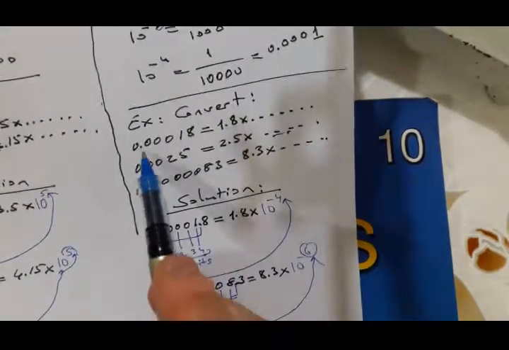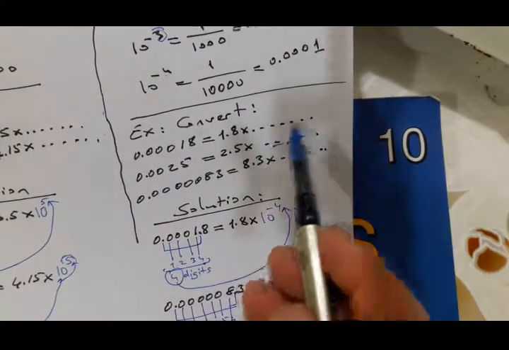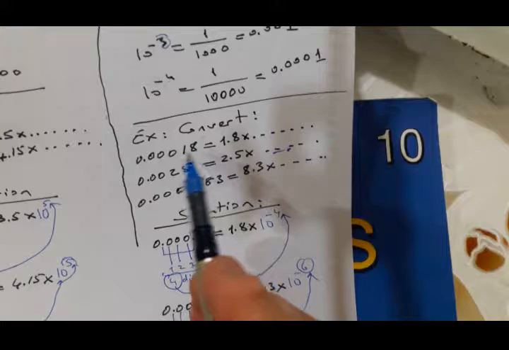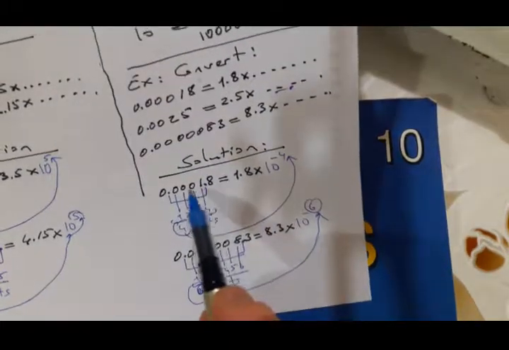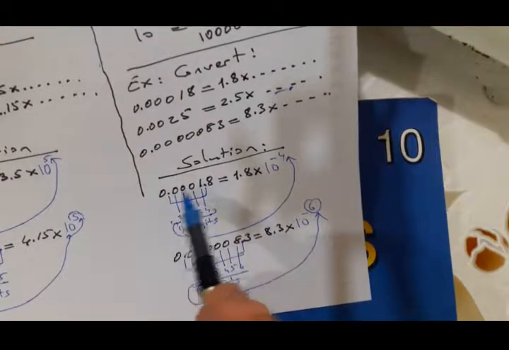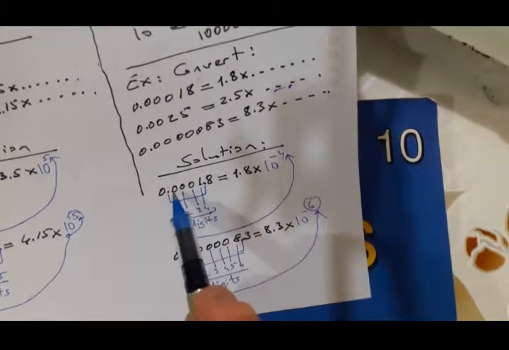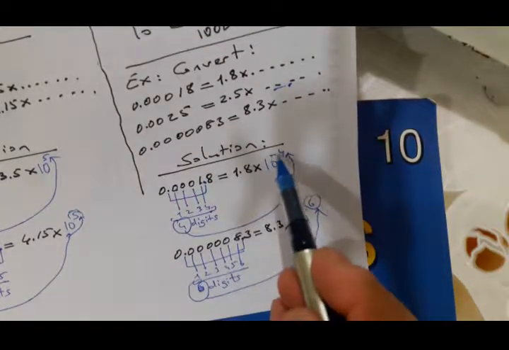For example, 0.0008 is equal to 8 times 10 to the power of what? You carry the point to between the digits. Then count between these two points how many digits: 1, 2, 3, 4, 4 digits. So you write negative 4.